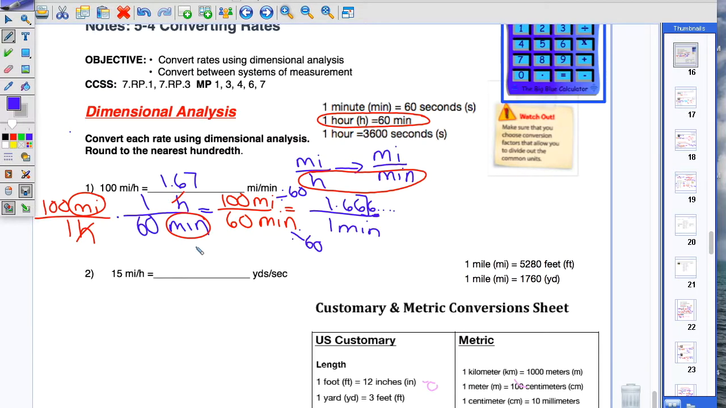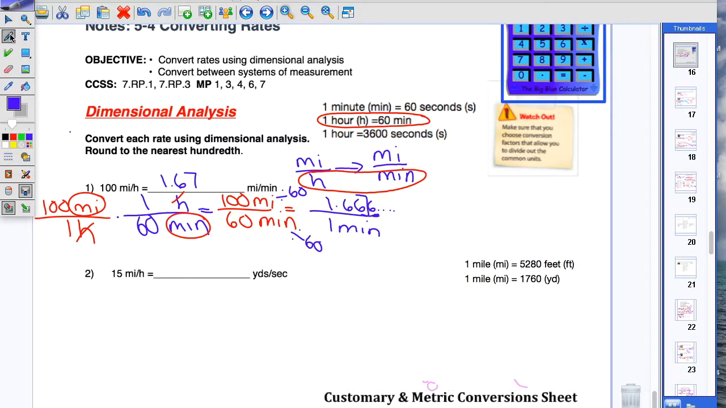Number 2, 15 miles per hour, and we want to convert it to yards per second. So start by looking at your units. We are starting at miles over hours, and we want to end up at yards over seconds. Since miles is changing to yards and hours is changing to seconds, we have 2 conversion factors. Miles to yards, so write that down, and also 1 hour is equal to 3,600 seconds.